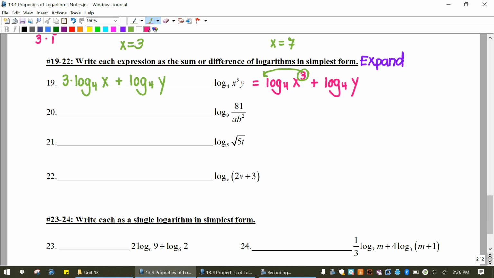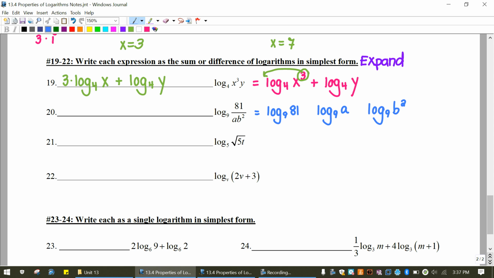On number 20, you're going to have log written 3 times. You're going to have log written for 81, log written for a, and a log written for b squared. All right, so we're going to do that part first. Log base 9 of 81. We're going to do log base 9 of a and log base 9 of b squared. So each piece that follows the log will end up with its own log.